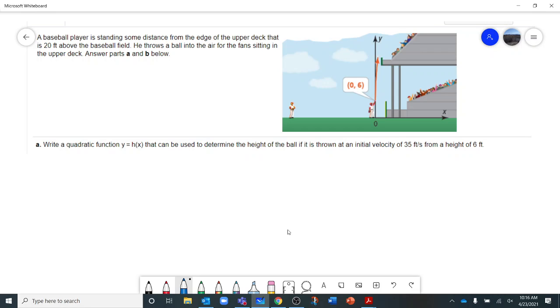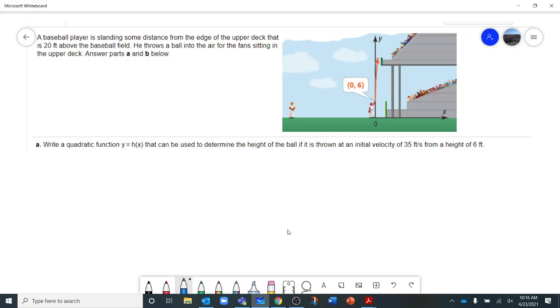But anyway, starting with this one. A baseball player is standing some distance from the edge of the upper deck. We don't know how far, apparently. That is 20 feet above the baseball field. He throws a ball into the air for the fans sitting in the upper deck. Answer parts A and B below. So far, we only have part A.